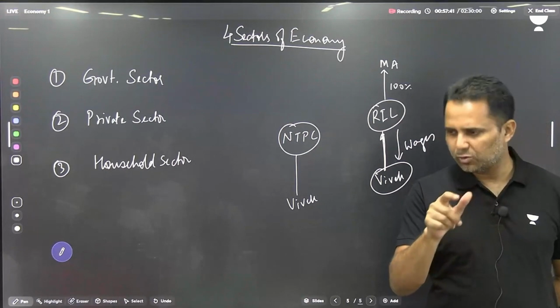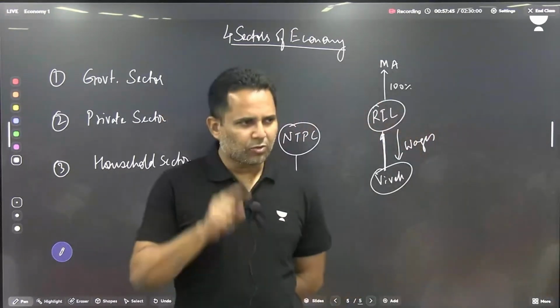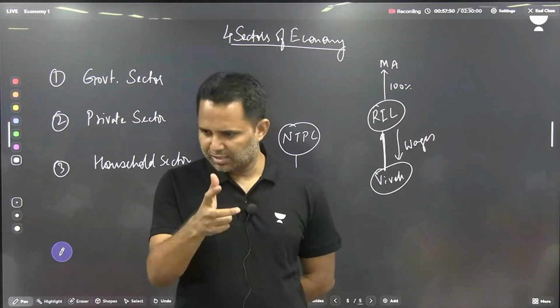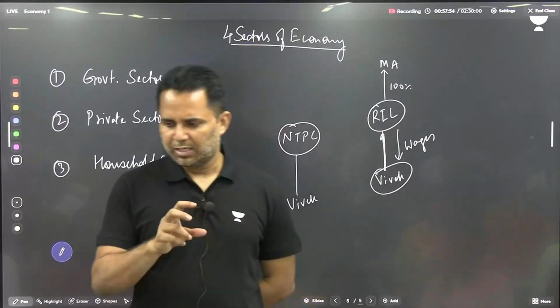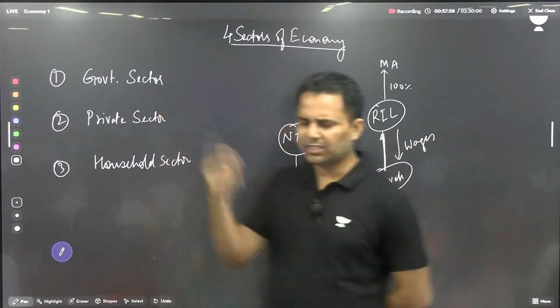Whatever output was sold, suppose Reliance made a profit of 1000. Now that profit doesn't belong to the human being. That profit belongs to RIL. So human beings are part of the household sector. I will also tell you about the company. It's an entity registered on a piece of paper.